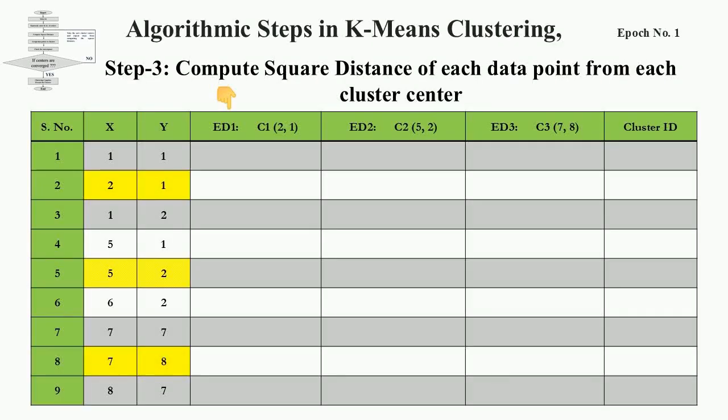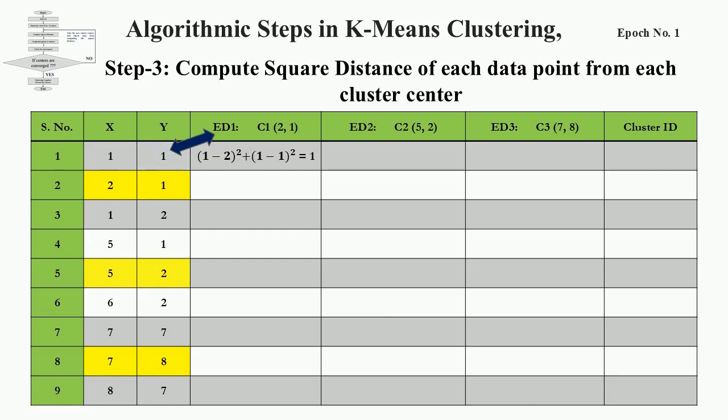Now, move on to step number 3. Put all the data set points in one column against all 3 initial cluster centers. C1 with 2 and 1 in the ED1 column is shown here. C2 with 5 and 2 with ED2 is shown here. And C3 with 7 and 8 in the ED3 column is shown here. Now, compute the square distance of each data point with each cluster center. Square distance is same as that of the Euclidean distance. Only the square root is avoided.